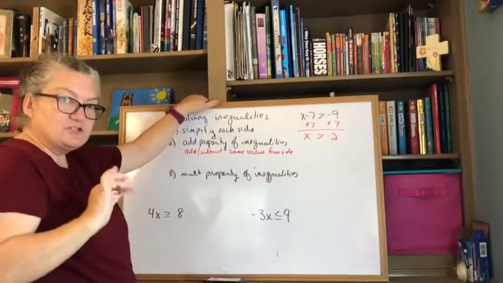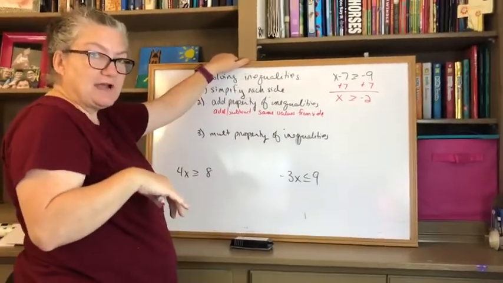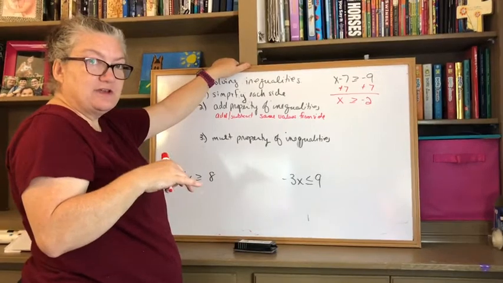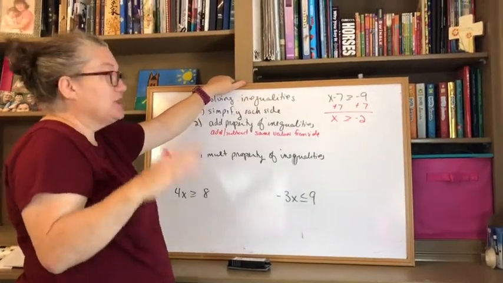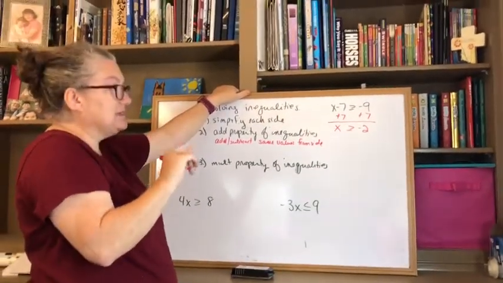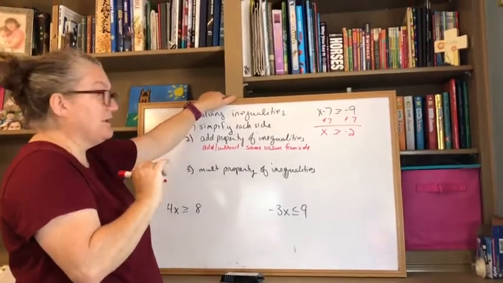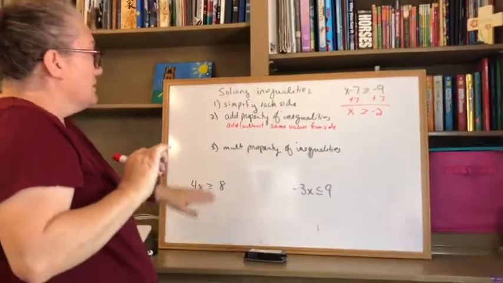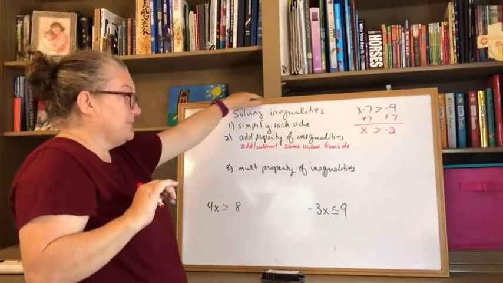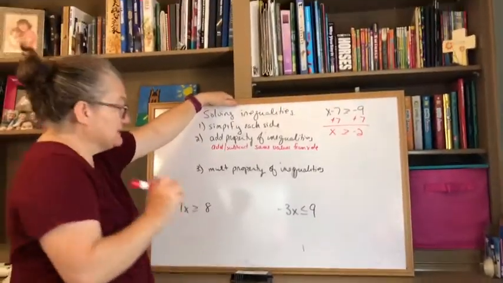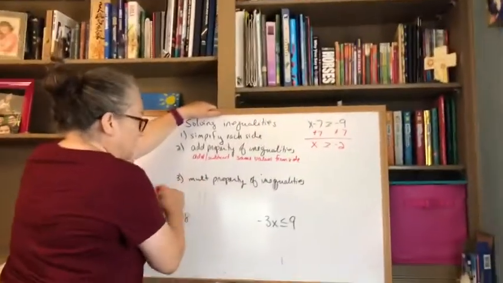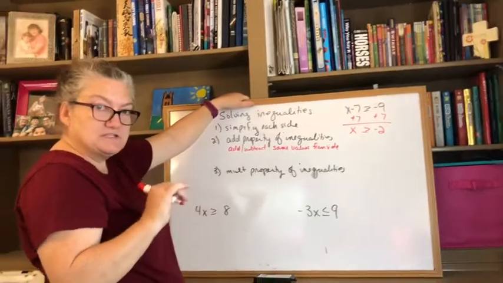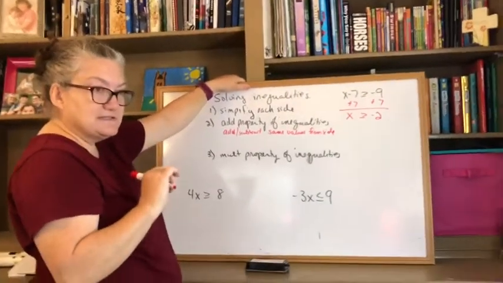So I never change anything when I add or subtract a number from either side of the inequality. It's just like an equation. You can kind of mentally pretend that the inequality sign is an equal sign. So moving on to the multiplication property of inequalities. As long as you're multiplying or dividing by a positive number, the inequality stays the same direction.